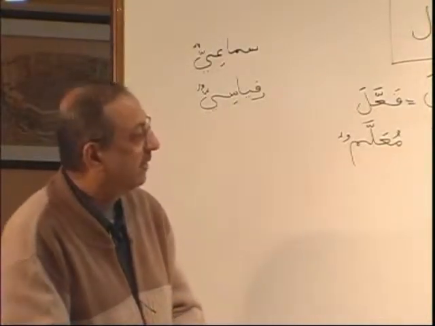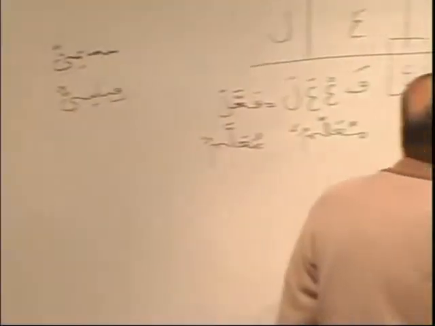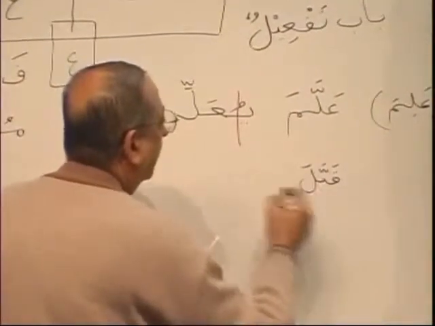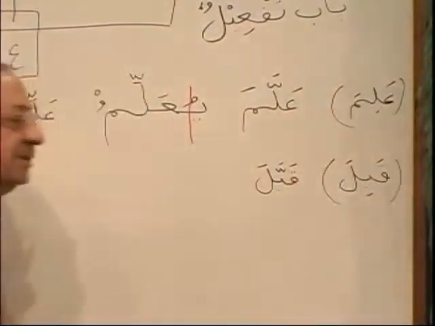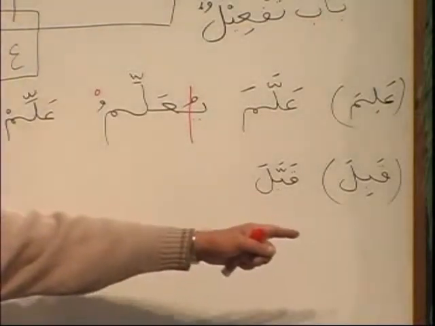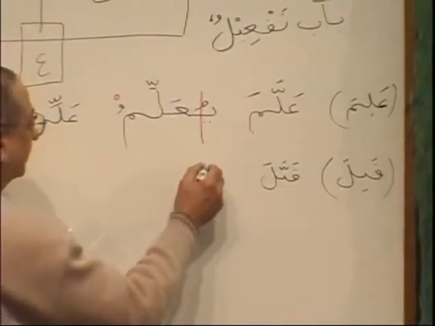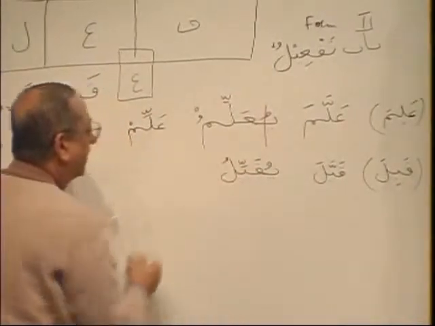So I'm not going into too much detail, brothers and sisters, but we'll be practicing it. Now, let us do one more. Kabbala, which is coming from? The root is qaf, ba and lam. But the verb that we use in fi'l thulathi is qabila, to accept. Kabbala, to kiss. And then, brother, what will be here? Yu, yuqabbilu. And what will be the amr?